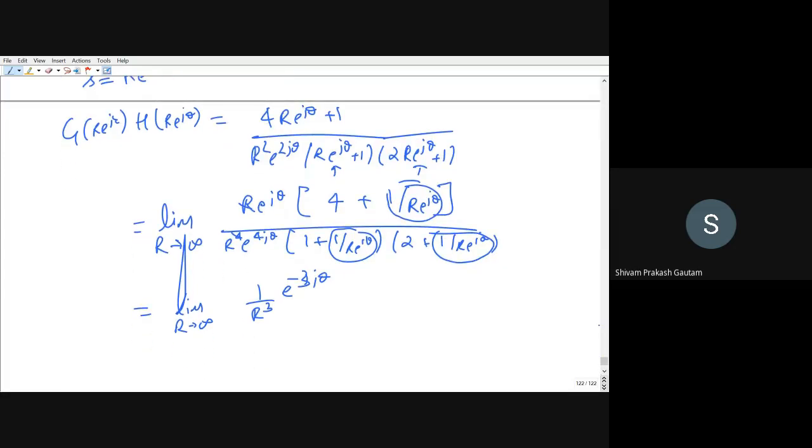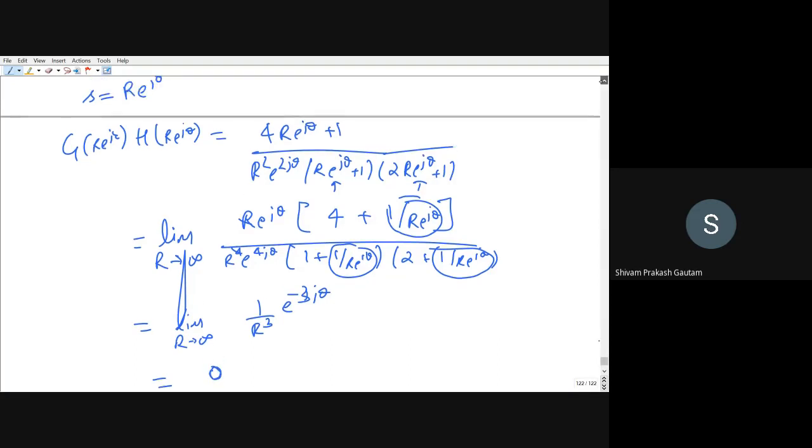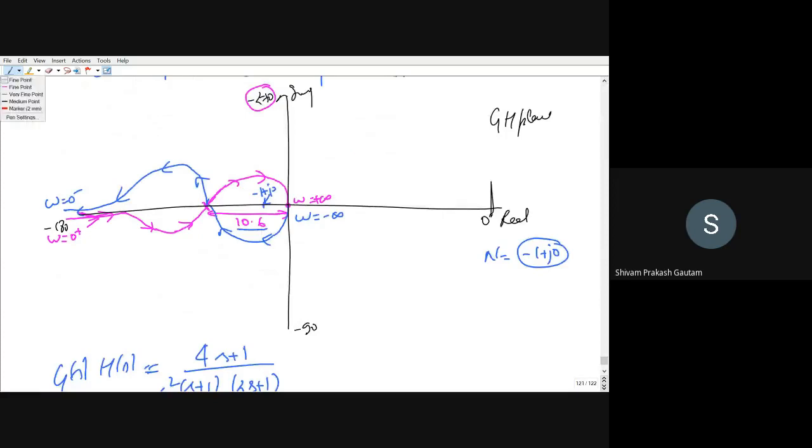When you substitute the limit R tends to infinity, the magnitude will become 0. If the magnitude is 0, that corresponds to the point at the origin in the GH plane. That means the bigger semicircle in the S plane is simply a dot in the GH plane. Are you understanding this point? The mapping of the bigger semicircle from the S plane will be a dot in the GH plane.